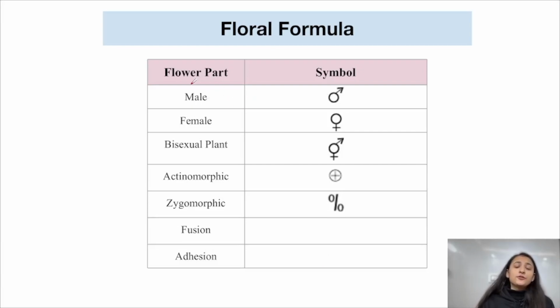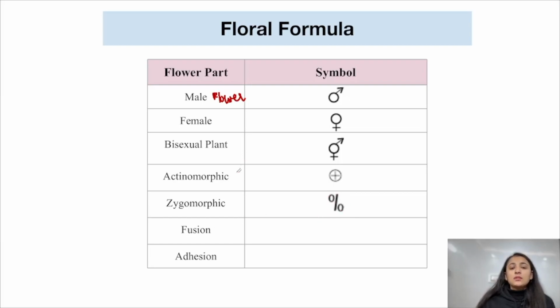So if the flower is male, this symbol is given. Sorry, not the male reproductive organ, this is talking about a male flower. For a female flower, this symbol is given, and for a bisexual flower, this symbol is given. This is the fusion of both of these symbols. For actinomorphic symmetry of a flower, this symbol is given, and for zygomorphic or bilateral symmetry, this symbol is given.